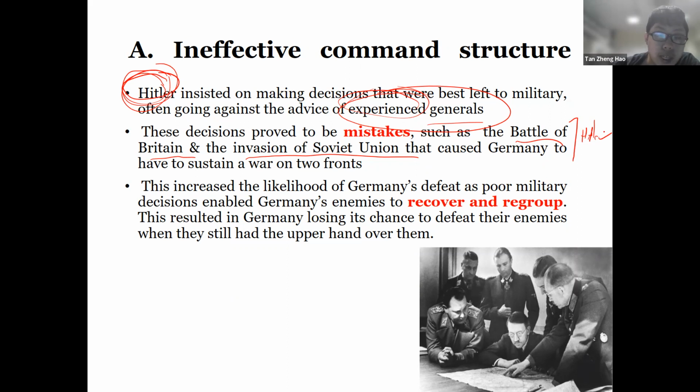So it leads to Germany's defeat because poor military decisions hindered Germany's ability to recover and regroup. It loses its chance to defeat its enemies. And eventually, if you don't defeat your enemy, what happens? The enemy will come and defeat you later on. So it led to Germany's defeat in the end.